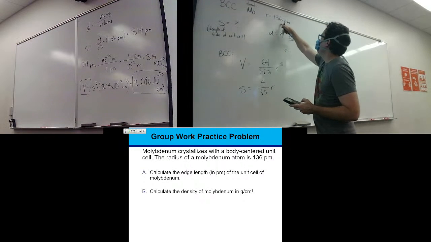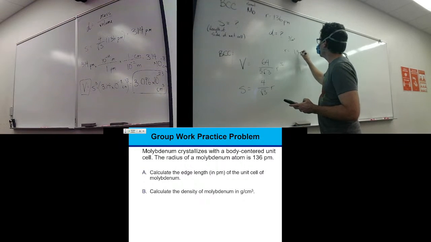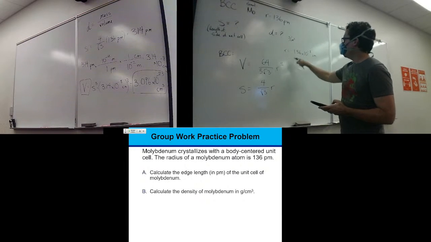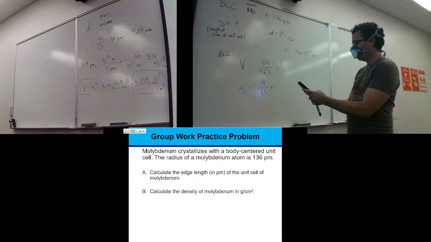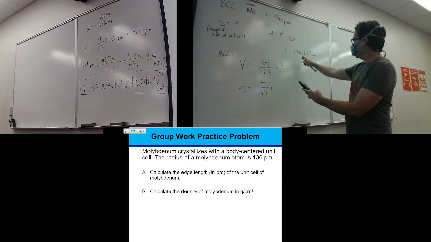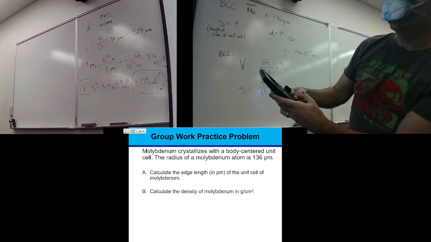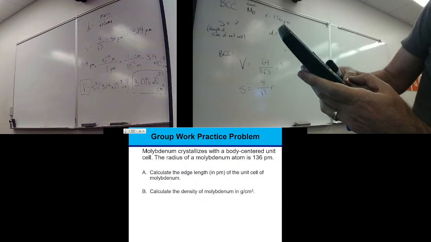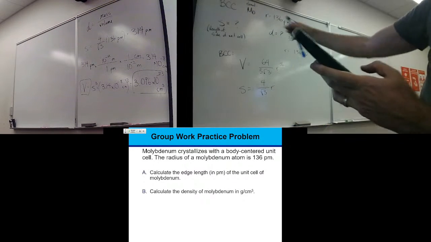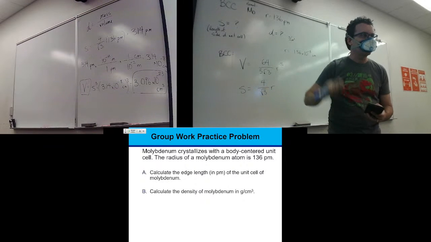So the radius in centimeters would be 1.36 times 10 to the minus 8 centimeters. If I plug that in here, I get 64 over 3 times radical 3 times this number, 1.36 e to the negative 8, cubed. And I get the same number, 3.09. Okay, I get 3.098 using this equation, but it's pretty close to that.